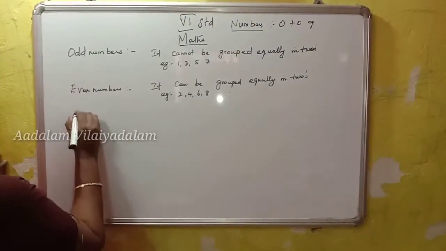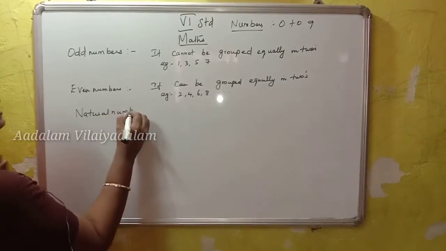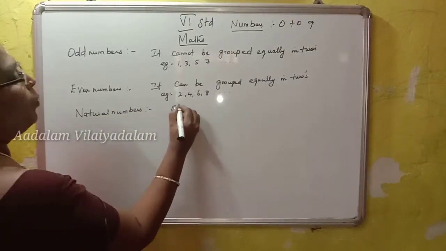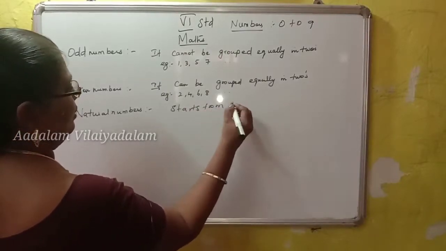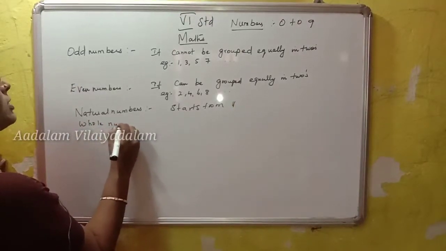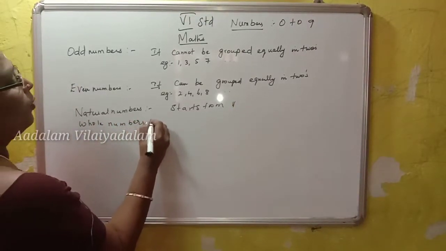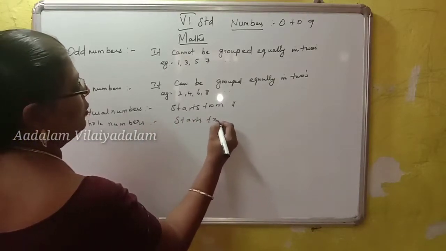Natural numbers, what is meant by natural numbers? Natural numbers start from 1. What is meant by whole numbers? Whole numbers start from 0.